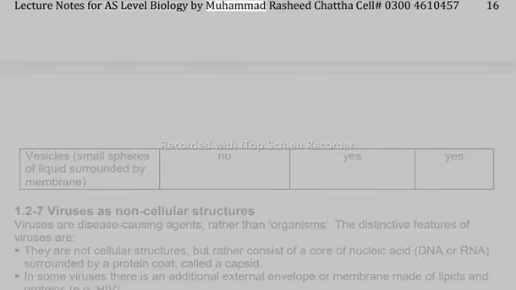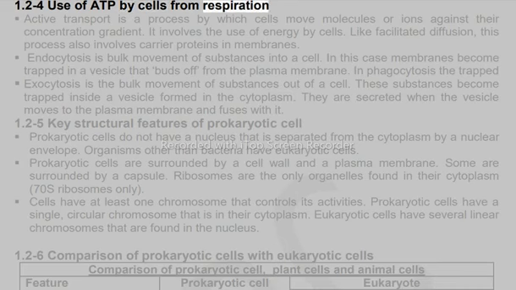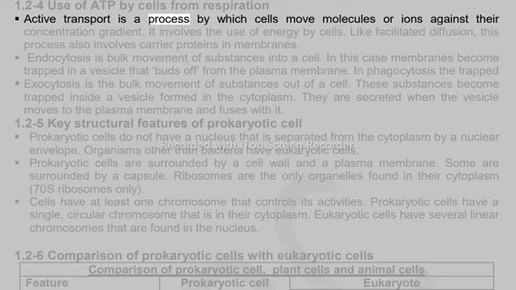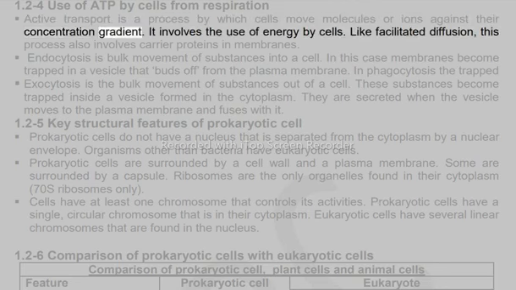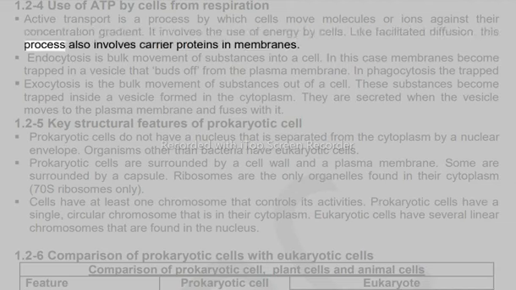1.2.4 Use of ATP by cells from respiration. Active transport is a process by which cells move molecules or ions against their concentration gradient. It involves the use of energy by cells. Like facilitated diffusion, this process also involves carrier proteins in membranes.